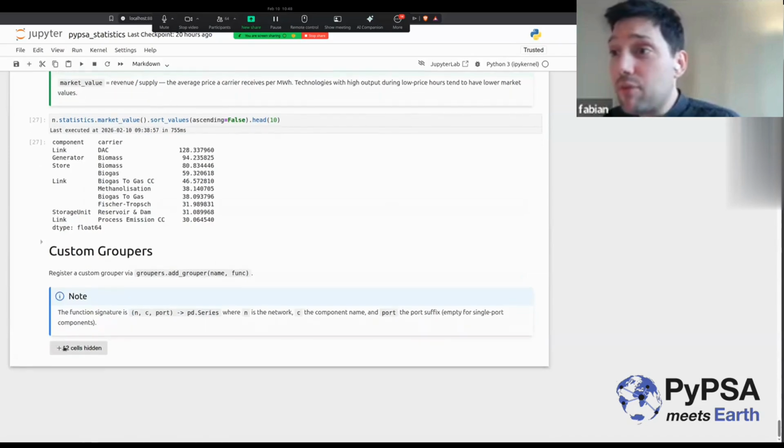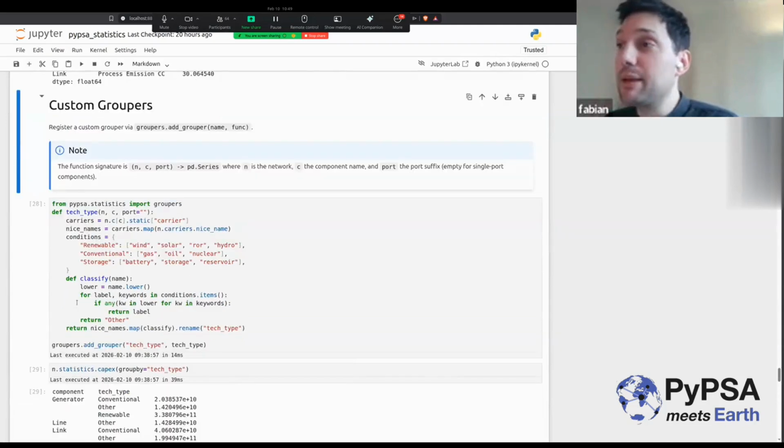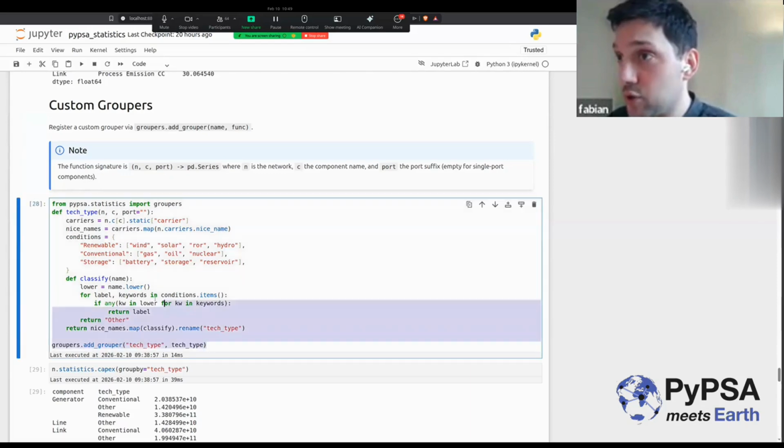One other thing that I wanted to talk about is the custom groupers, and I'll touch that for, again, 2 minutes. It's something that you can tell PyPSA to group by. So we know there are these internal group by specifications that PyPSA supports, carrier, bus carrier, and you name it. But you can also register your own groupers into PyPSA. And this cell shows you how to do it.